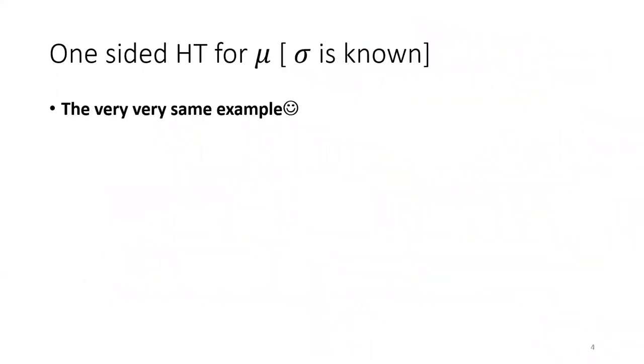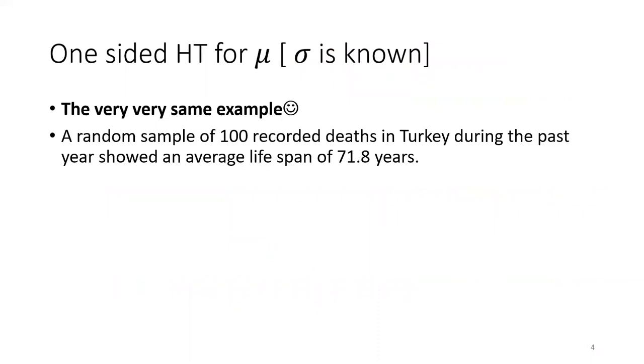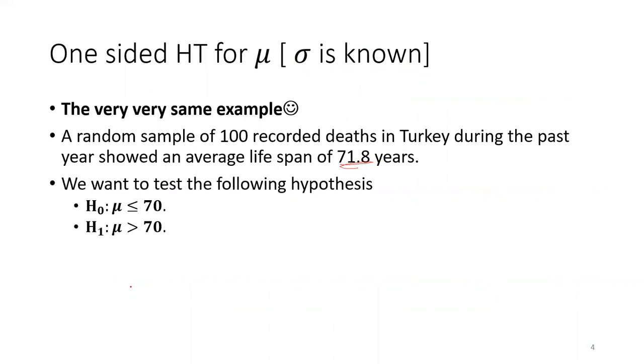Okay. So now let's take the very same example: a random sample of 100 recorded deaths in Turkey. It turns out that the sample mean is 71.8 years. I want to test the following hypothesis: whether mu is smaller than or equal to 70 again. This is equivalent to mu is equal to 70 versus mu is greater than 70.